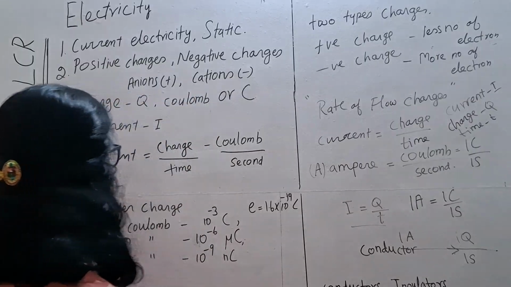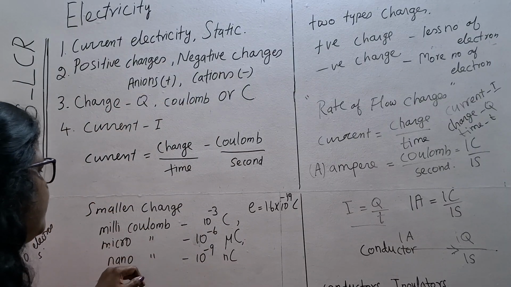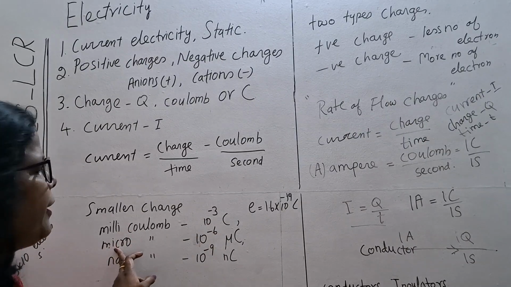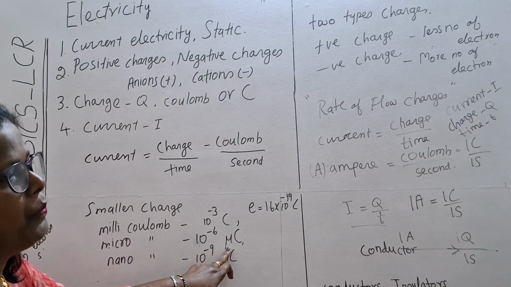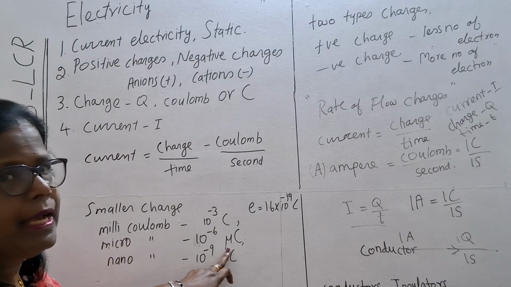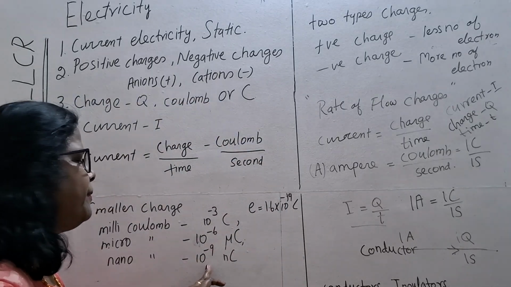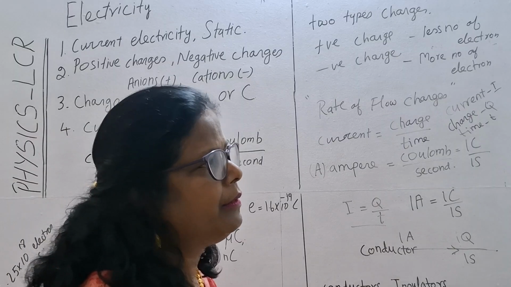Here the smaller units of charges: millicoulomb, microcoulomb, nanocoulomb. Milli means 10 power minus 3 coulomb, micro means 10 power minus 6. This is mu, a Greek letter. Nano is 10 power minus 9. So these things I am going to teach today.